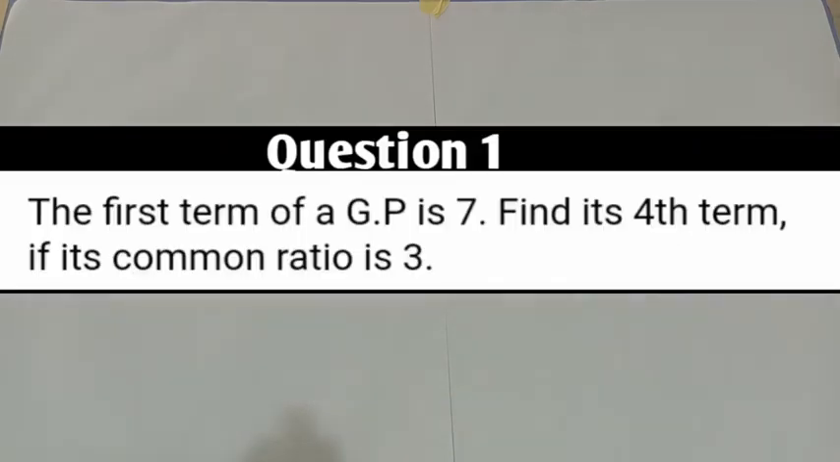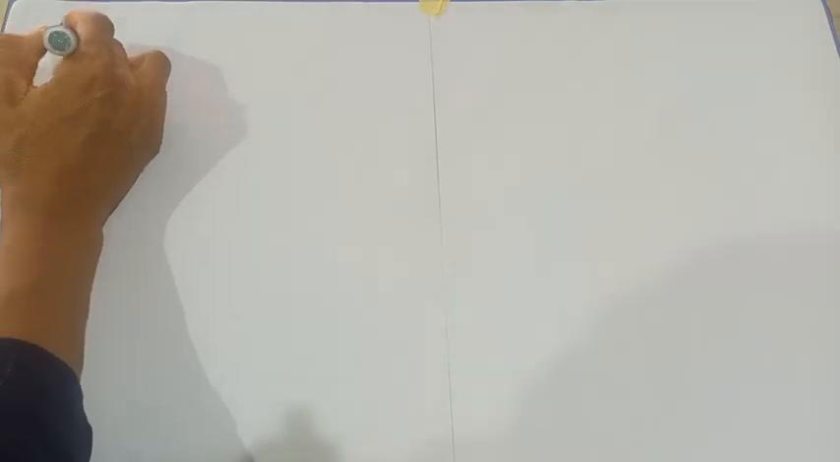Okay, let's take the first question from AP and GP. The first term of a GP is 7. Find its fourth term if its common ratio is 3. Before you go into write exam, remember that for AP, I'm going to give you the formula for AP.